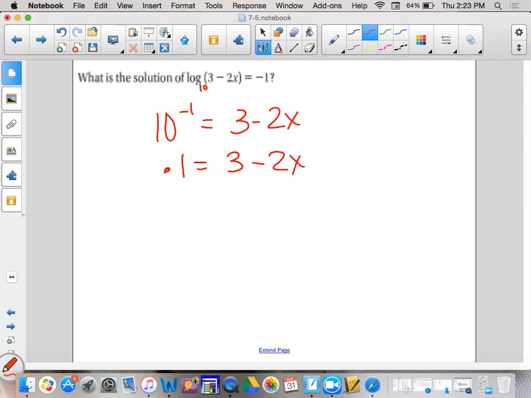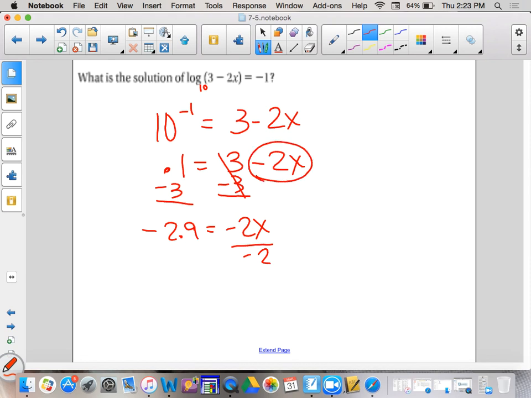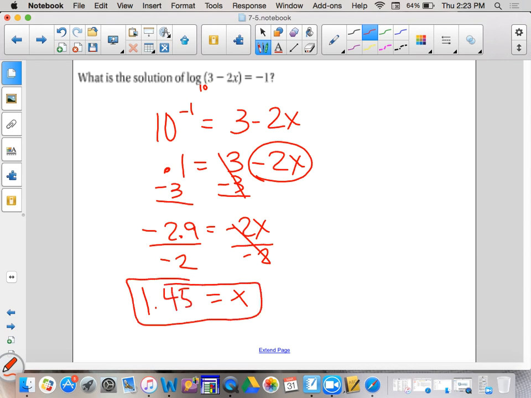What do I do with the 3? 0.1 minus 3 gives me negative 2.9. Divide by negative 2 because I'm pulling this sign down with that x. What is it? Negative? Positive. So x is going to be 1.45.